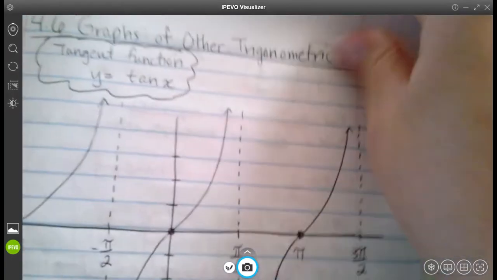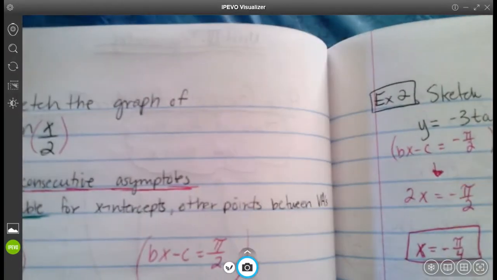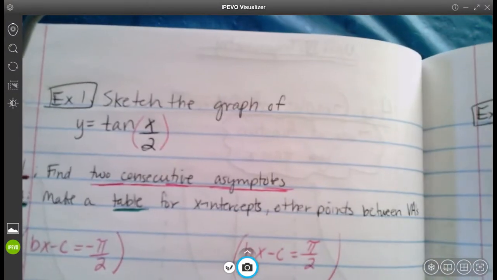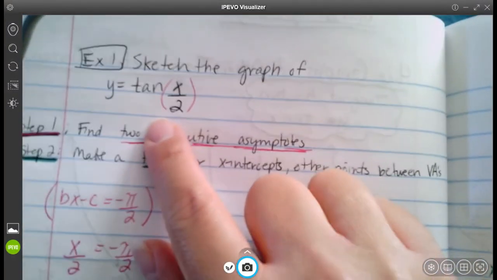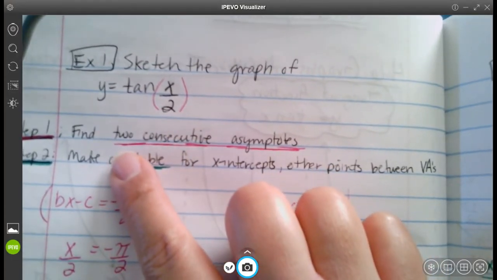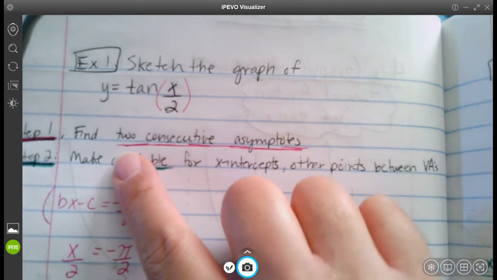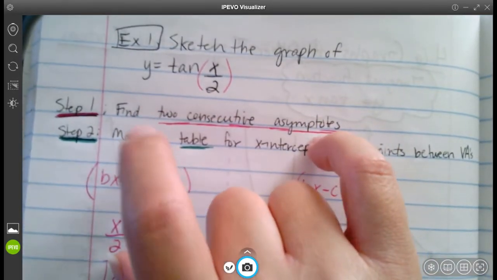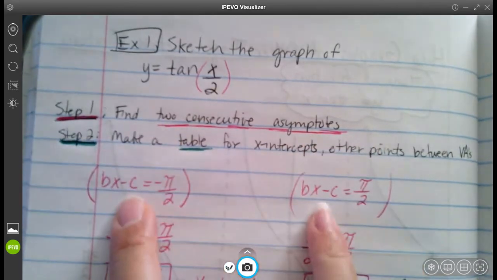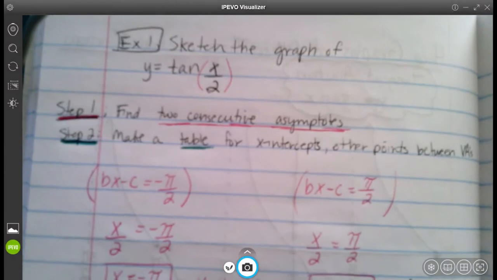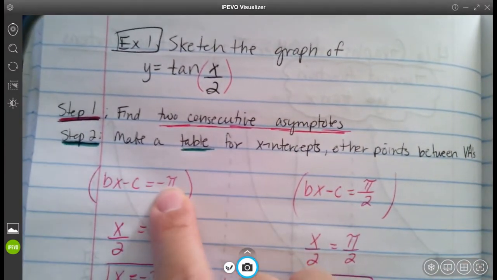Let's try some of these, or at least look at some of these. For example, number 1, sketch the graph of tangent of x over 2. I have these color coordinated with the steps. The first thing we're going to do is find two consecutive asymptotes, and to do that, we use the formulas that I showed you. So we're going to do bx minus c is equal to negative pi halves.